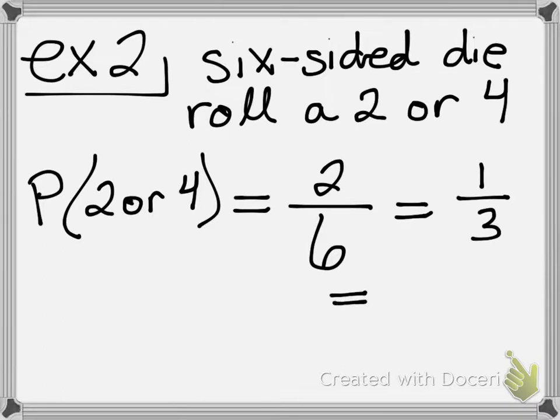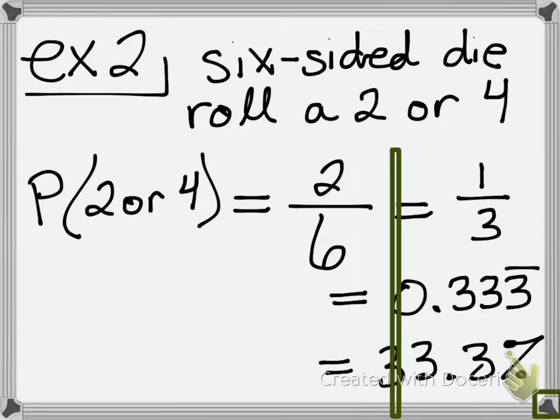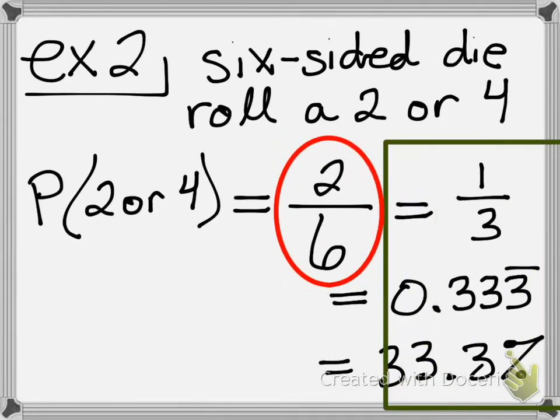You can write that as the decimal, which is 0.333, and we know that 3 is repeating. Or you can write the percentage. Make sure to include that percent sign. Any of these answers work. The only one that does not work is the unsimplified fraction. On a test or something, you would get partial points for 2/6, but you want to get full credit.